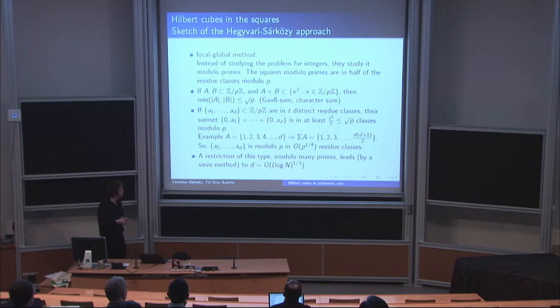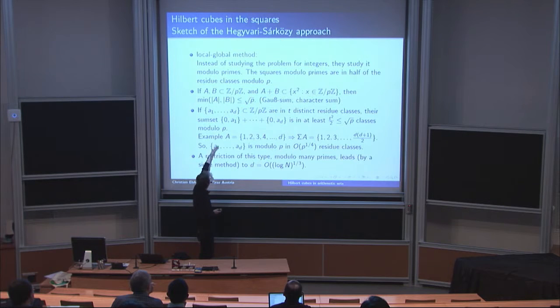And then you take a sieve argument, and if the number of residue classes which are used by the set A is, modulo many primes, only a fourth root of p, then a sieve method tells you that for the integers, you get log n to the 1/3. Actually, let me say that parts of the proof are best possible. So for example, in this argument, if you try to take a long arithmetic progression of d elements, you actually get subset sums of roughly d squared over 2 many elements.